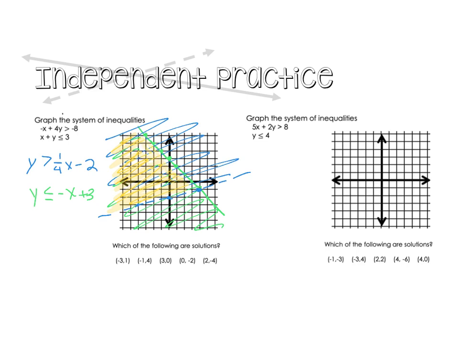So if I'm looking at points that could be solutions, negative 3, 1 can be a solution. Negative 1, 4 is on the solid line, so it can be a solution. 3, 0, also on the solid line. 0, negative 2 is on the dotted line, so it cannot. And 2, negative 4 is not a solution.